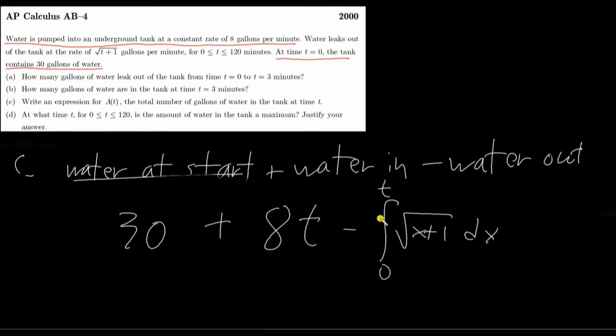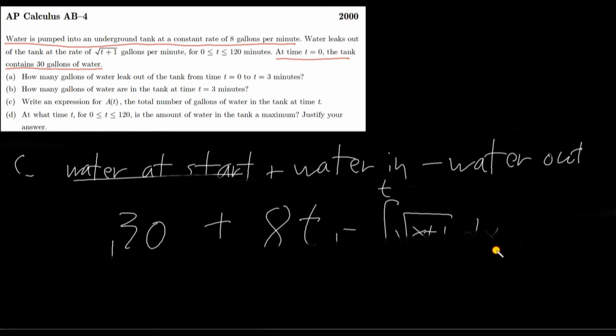Now if someone wanted to find the amount of water in at a specific time, they could just plug the t value into this expression and get the total amount of gallons of water in that tank for that specific t value. And this is a 2-point question. 1 point for this 30 plus 8t stuff, and another point for subtracting this integral.